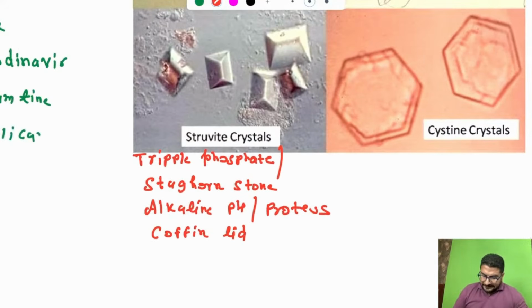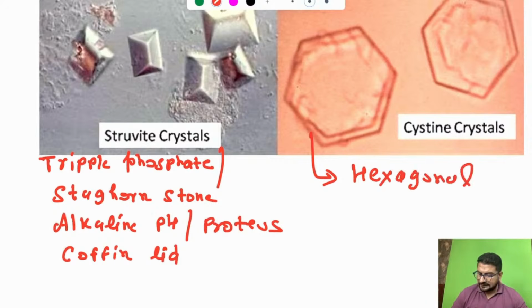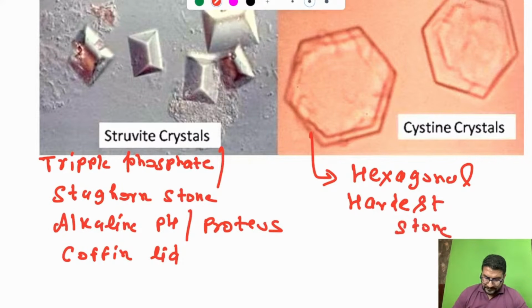Moving to the next, cystine stone. Now see, if you see the cystine stone, this is hexagonal in shape. Hexagonal means like a benzene ring. And H for hexagonal, H for hardest stone. It is the hardest stone, right?